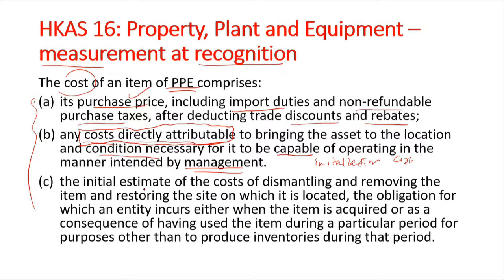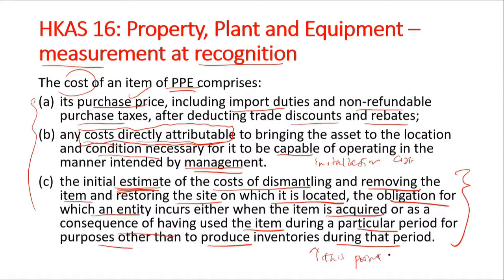The third point here is the initial estimate of the cost of dismantling and removing the item and restoring the site on which it is located. The obligation for which an entity incurs either when the item is acquired or as a consequence of having used the item during a particular period for purposes other than to produce inventories during that period. So basically, if you see this point, it has been tested a lot in accounting professional exams.